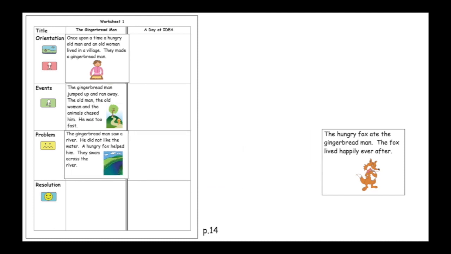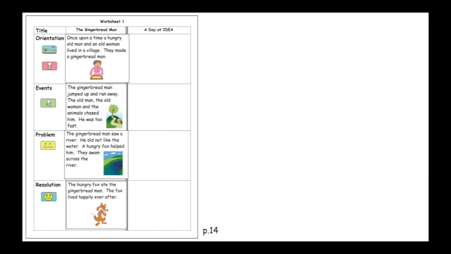There we go. And with every problem, we need to find a resolution. The problem is the fox is hungry. What's the resolution, P3? Can you see it? Of course you can. The fox ate the gingerbread man. This is the resolution. The fox is no longer hungry. There, we have a full story. The orientation, events, problem, and resolution.